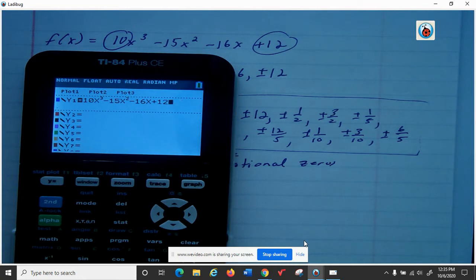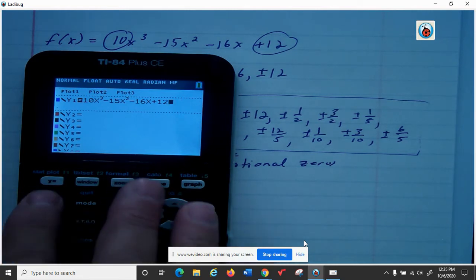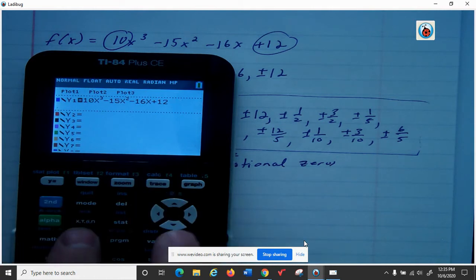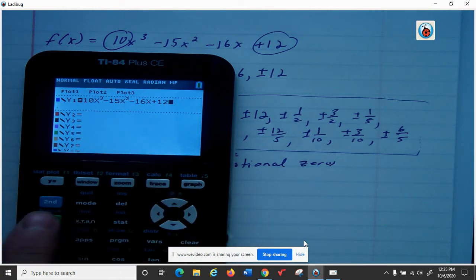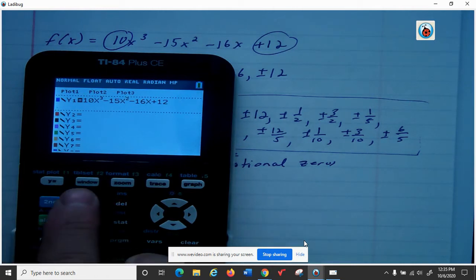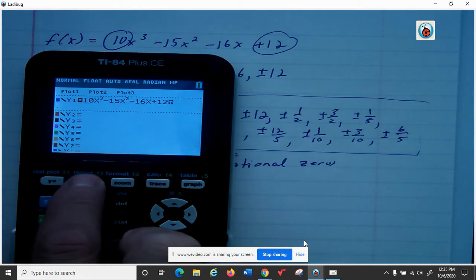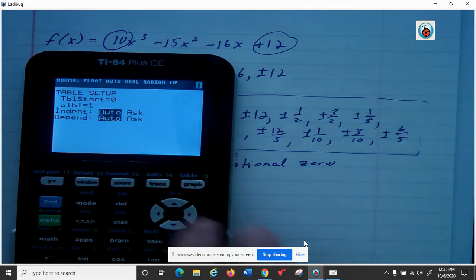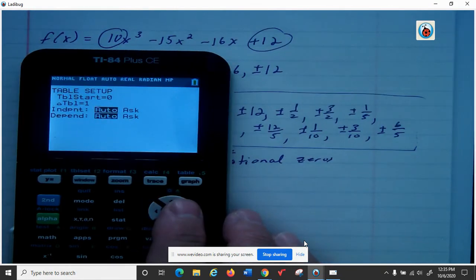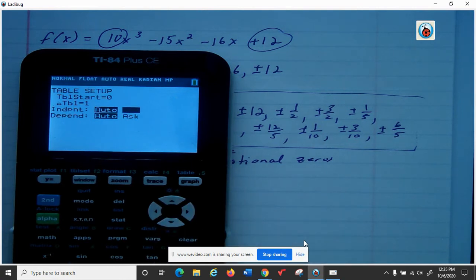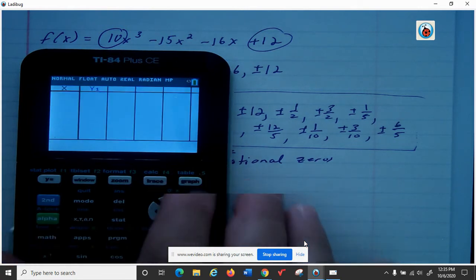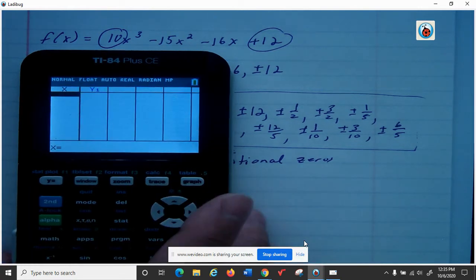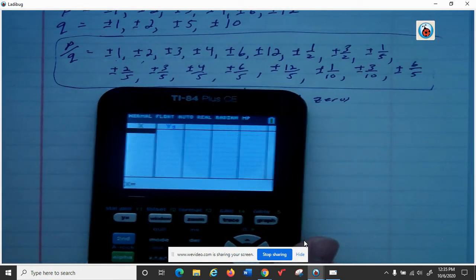Then I'm going to do something a little bit different. I don't know if you've ever learned this, but I'm going to set my table up in a different way. I'm going to hit my second button, and then right above the window button, you see where it says TBL-SET. That's your table settings. I'm going there, and I am going to change the independent auto over to independent ask. What this does for me is it gives me a blank table, and I'm going to type in these numbers one at a time.